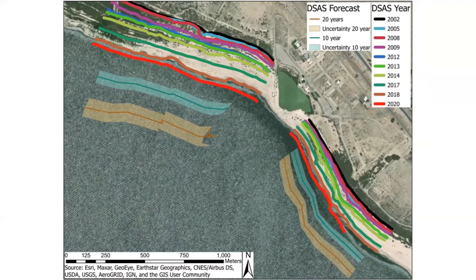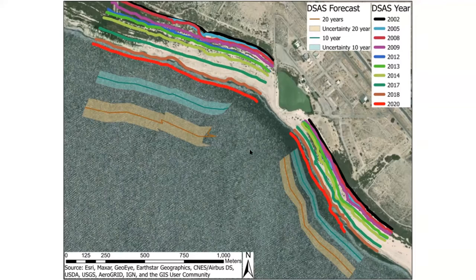This just shows two of them that we measured, 2018 and 2020, and we were able to put it in a model to show where those shoreline reductions are going to be in the next 10 and 20 years. So in 2040, where is it going to be? It's going to be way out here. And that was the model that we used for that.